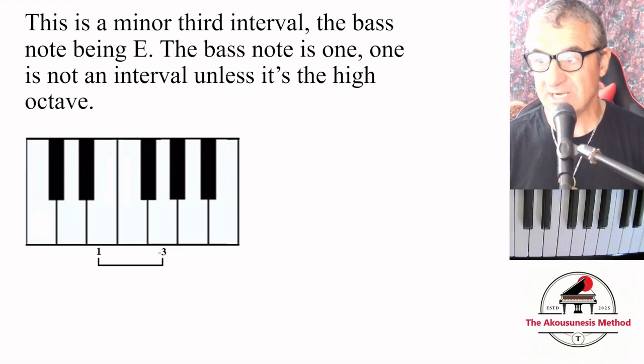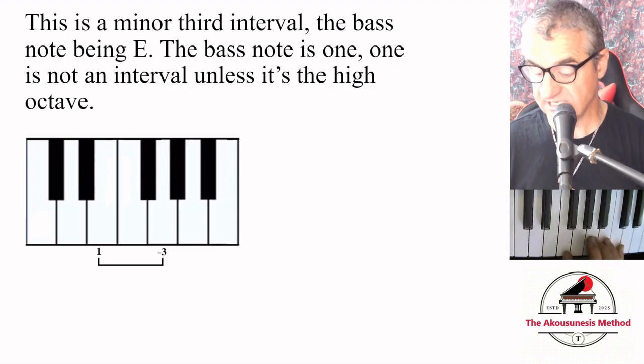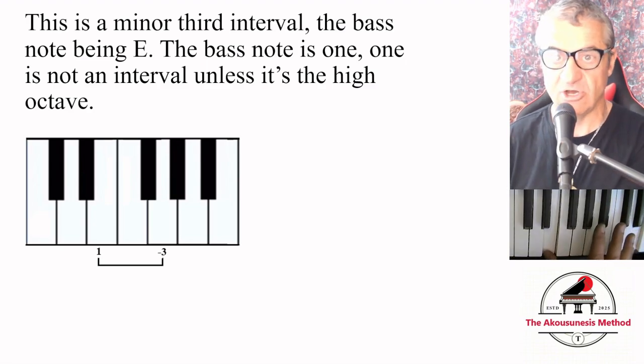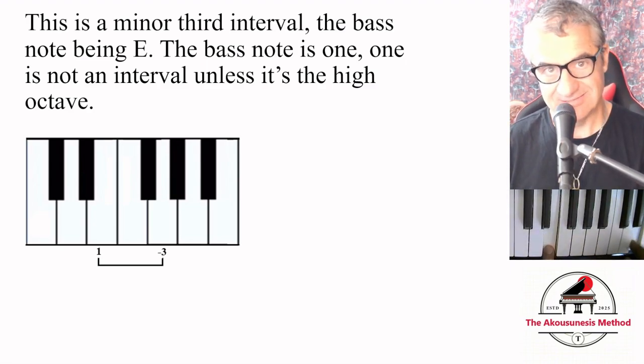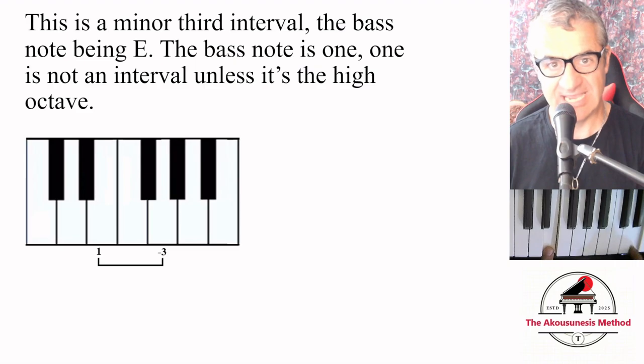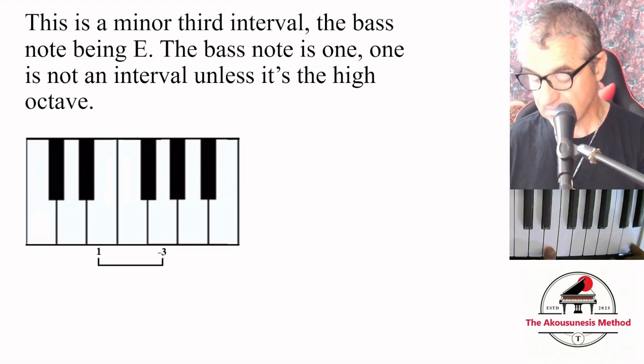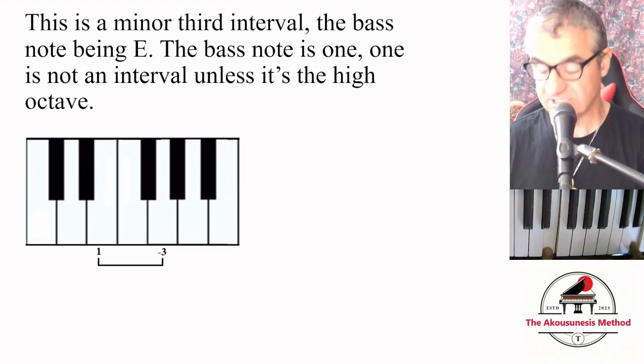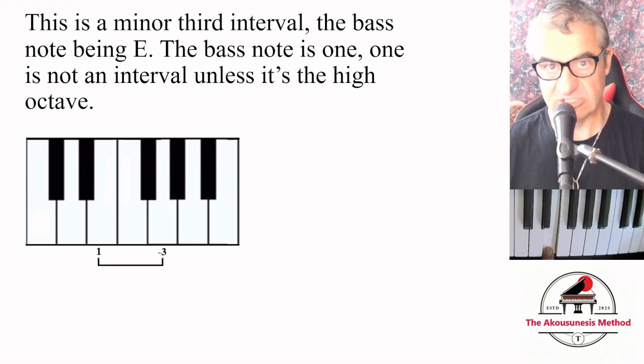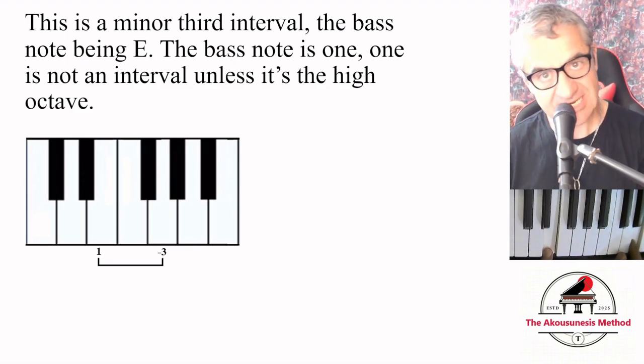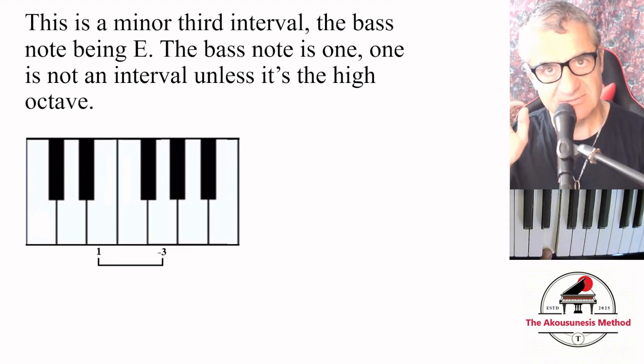The bass note is 1, it's not an interval unless it's a high octave. So if we have the bass note here as E, and we go E up the high, that's an octave. It's still a 1, right? We call it the high 1 or 8, you can call it 8. So that's called an octave interval. That's 2 octaves, but to the ear, it's the same note, right? It's the same note we're hearing.